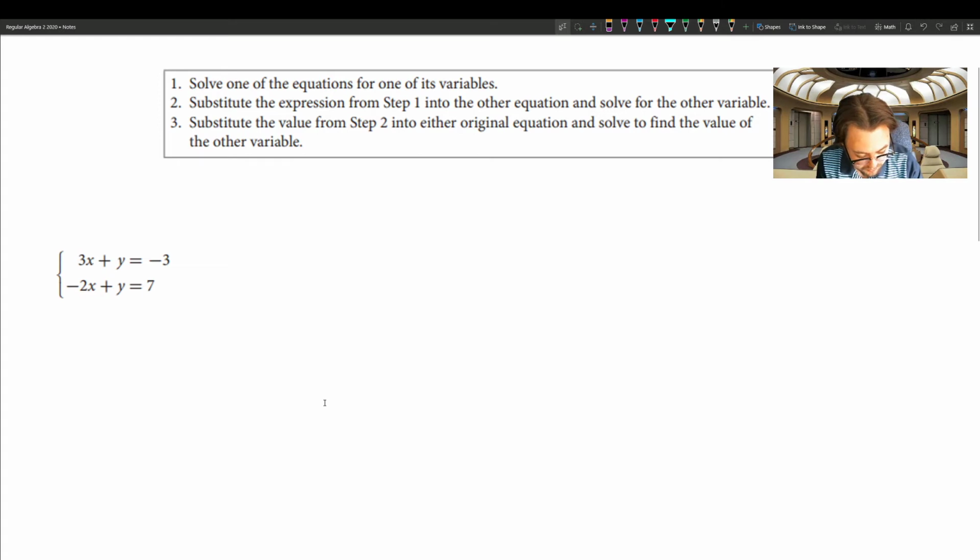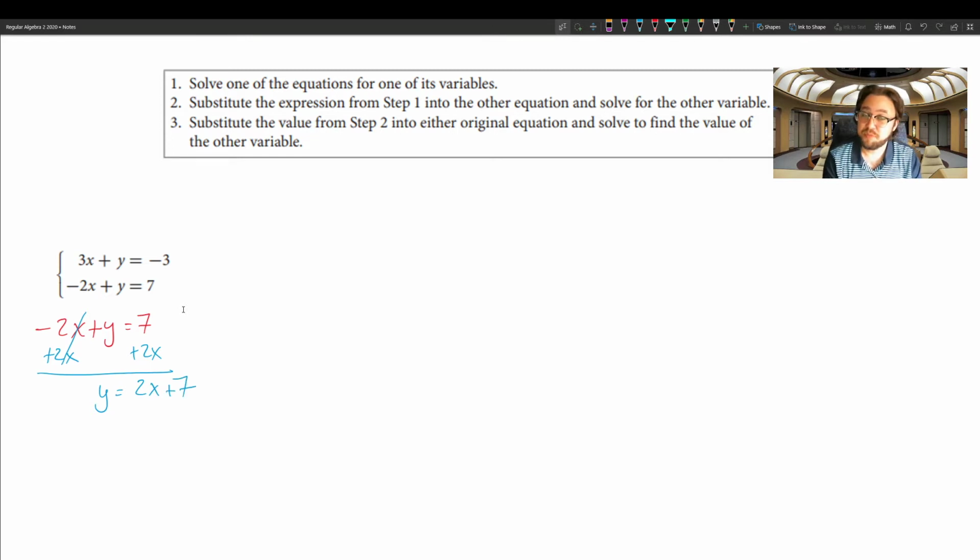So let's start off with this question. Now I have choices. For the sake of demonstration, I'm going to solve for y on the bottom equation. The reason is I'll have everything nice and positive. So if I say negative 2x plus y equals 7, and then I add 2x to both sides of my equation, I end up with y equals 2x plus 7. It's nice and pretty. I want to be either y equals or x equals. So far, task achieved. This is step 1.